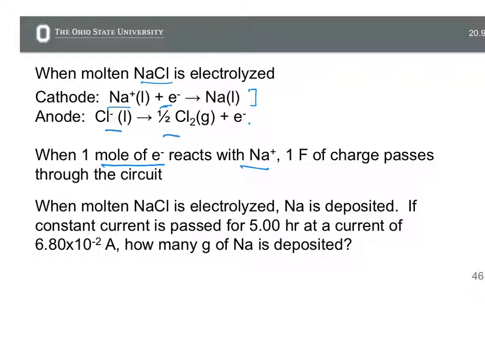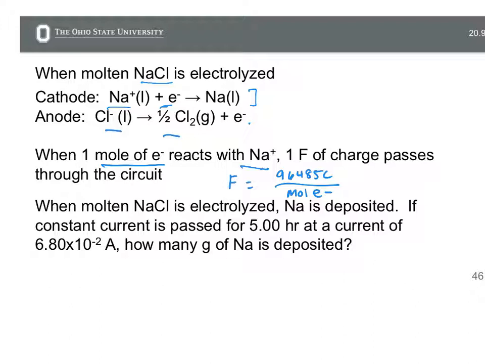So when 1 mole of electrons reacts with sodium ion, 1 Faraday of charge passes through the circuit. Okay, because a Faraday is equal to 96,485 coulombs per mole of electrons. So if we have 1 mole of electrons from the sodium, that's a Faraday.